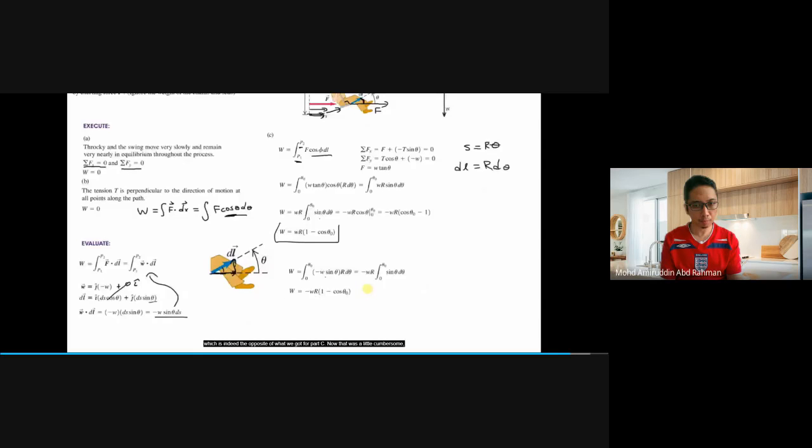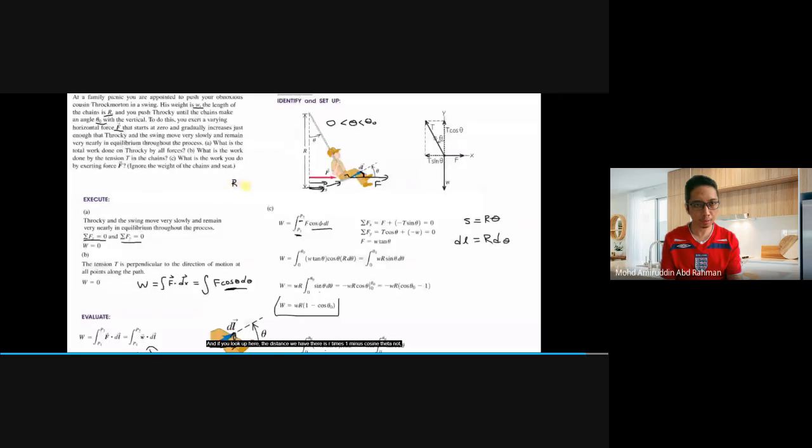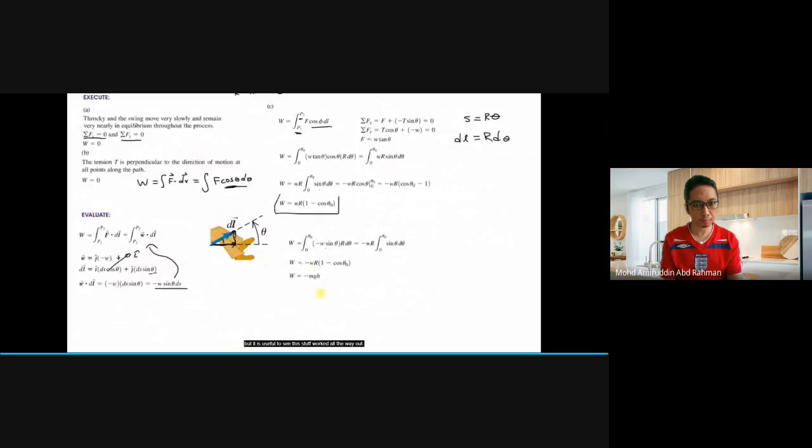Now that was a little cumbersome, but it is good to see work calculated this way, because you will have to do it occasionally. But we could have done things more easily and noted that the work done by the weight of Fraki was just mgh, where h is the height that he traveled vertically. And if you look up here, the distance we have there is r times 1 minus cosine theta naught. That's the same as r minus r cosine theta naught. Cosine theta naught is this bit right there, and then r is this whole piece. So we end up just getting this to here. So we could have just used that, but it is useful to see this stuff worked all the way out.